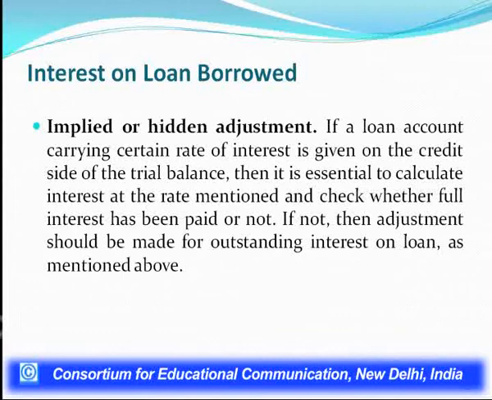In case of this interest on loan borrowed, sometimes there may be implied or hidden adjustments. What is this hidden or implied adjustment? If a loan account carrying a certain rate of interest is given on the credit side of the trial balance, it is essential to calculate the interest on the whole amount, and we have to check whether full interest has been paid on the loan or not. If interest paid is less than the interest for the full year, it means the difference is payable by the firm. So it is an adjustment which is to be made, although not mentioned in the question clearly.